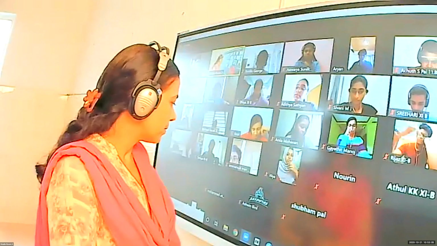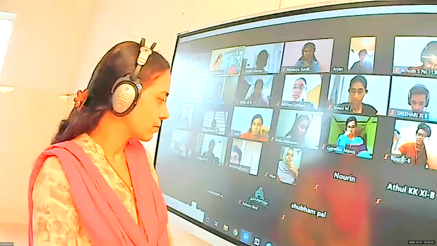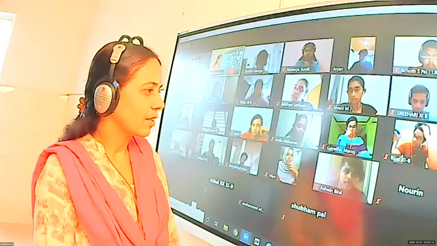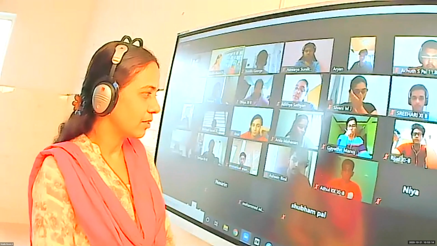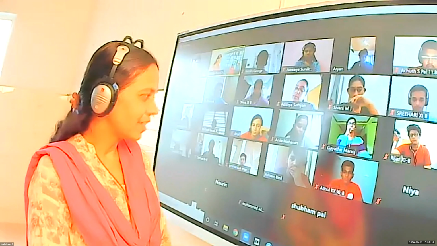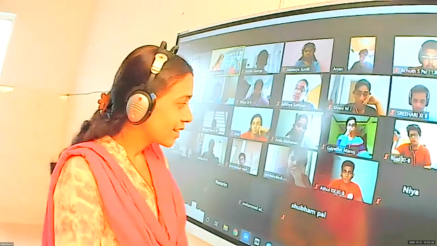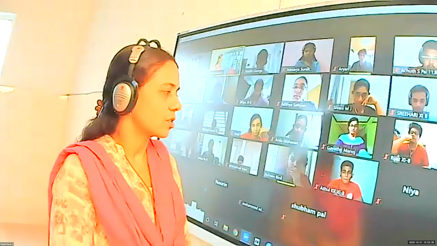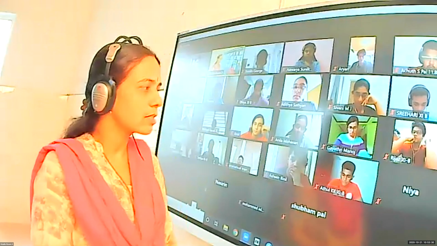If two lines are perpendicular, Ashwin Binil, what about the slopes? m1 m2 is equal to negative 1. Repeat it. m1 m2 is equal to negative 1. The product of the slopes is negative 1. Good. m1 m2 is minus 1.